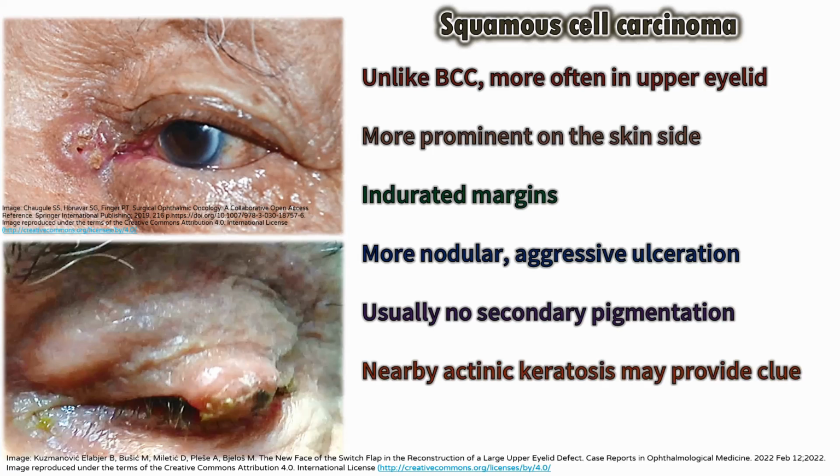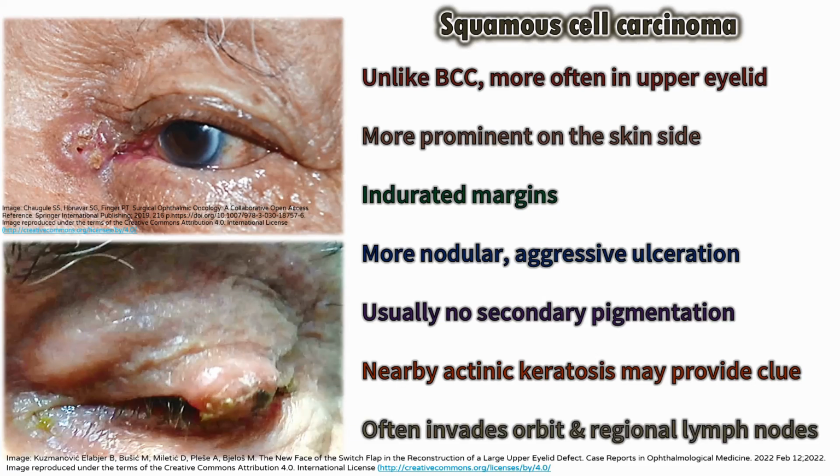The presence of nearby actinic keratosis may provide a clue to the squamous nature of the lesion, and these carcinomas often invade the orbit and regional lymph nodes.